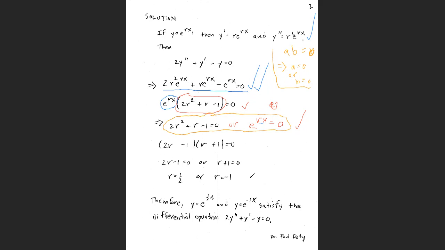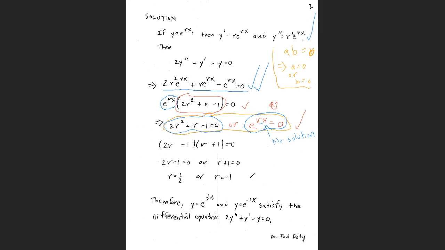No. So this equation here has no solution. This part here, that's right, Sean, this part here has no solution. But the equation on the left, 2r squared plus r minus 1 equals 0, well, that can have a solution for r.